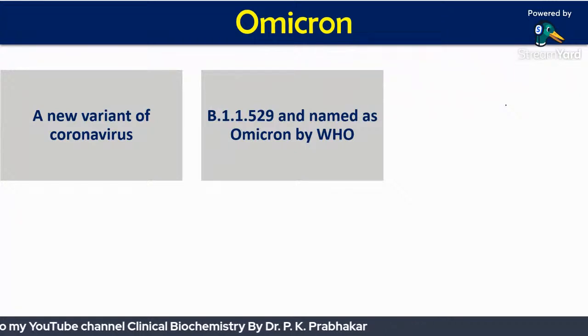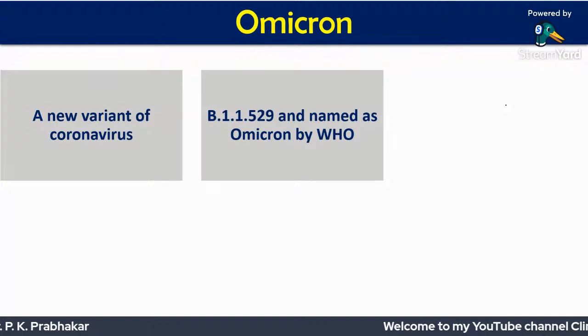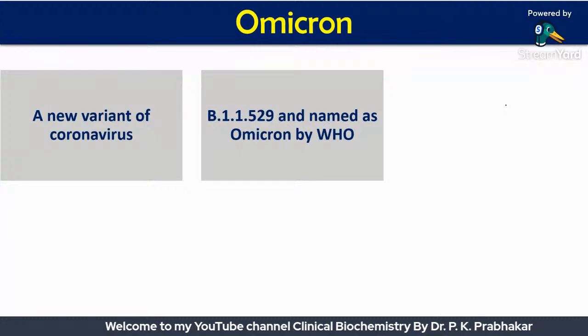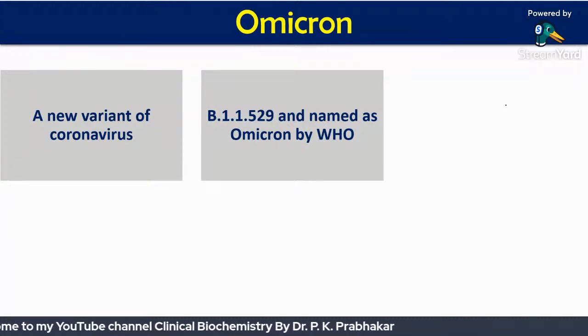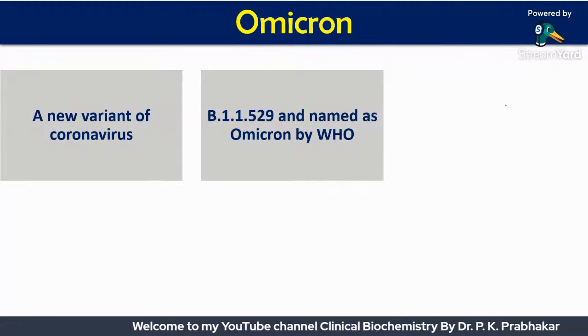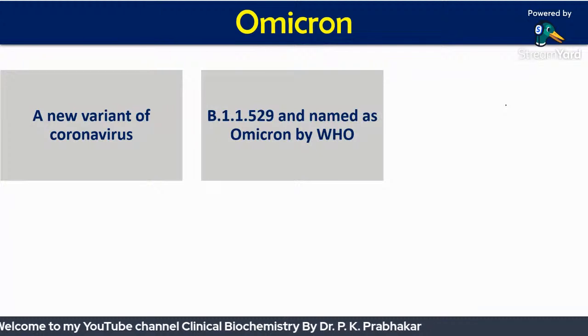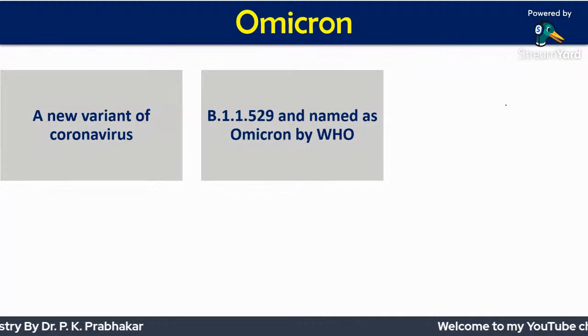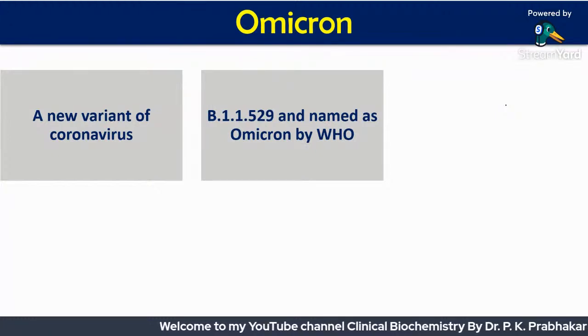This variant's name is B.1.1.529, and last Friday the WHO named it Omicron, which is the 15th letter of the Greek alphabet. WHO has set a trend of naming the different variants on the basis of the Greek alphabet only. This is the 13th variant, and it has used the 15th letter. Two letters have been skipped by the WHO, Nu and Xi, because of some confusion. I already have a video on the nomenclature of the coronavirus.